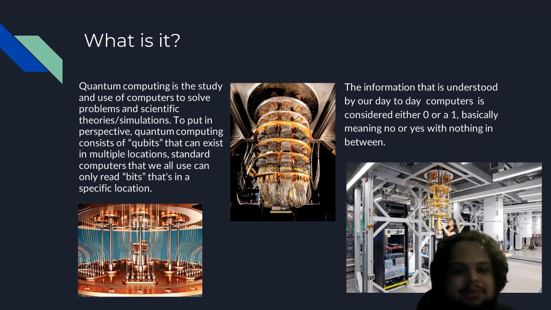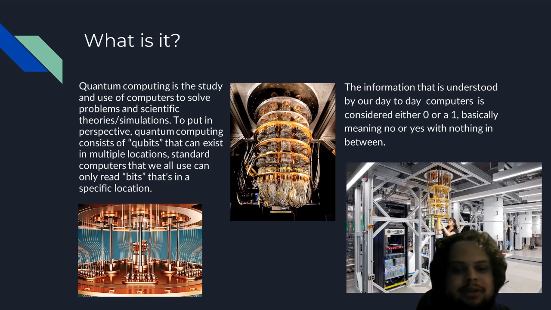To put it in perspective, the physics involved in any kind of quantum mechanics is based on individual atoms and all things involving matter, which is everything, and their states, where they are and how they exist.